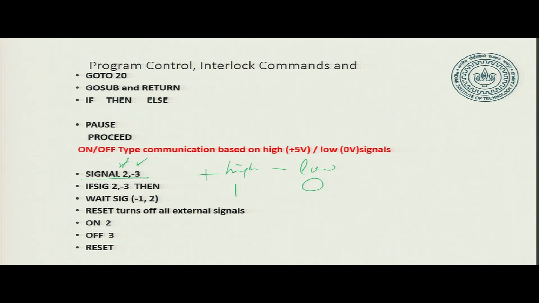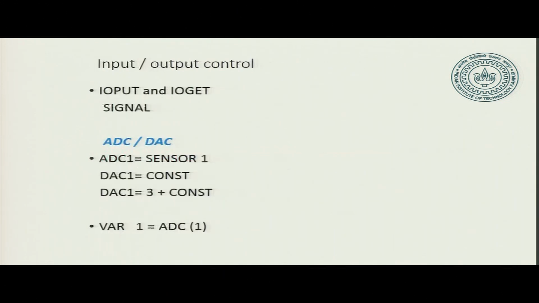So, the syntax is signal, or sig in short, sig 2 and 3, then do something. For example, here it means wait signal minus 1 2. So, it means until the signal on line number 1 is minus and line number 2 is plus, it will wait. There are different logical statements also. Go to, this is clear, go to line number; go sub is go subroutine, and then return. If then else is another logical statement. So, using these logical statements, we can write the program for the robot to perform different tasks.